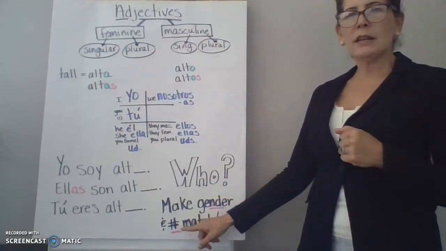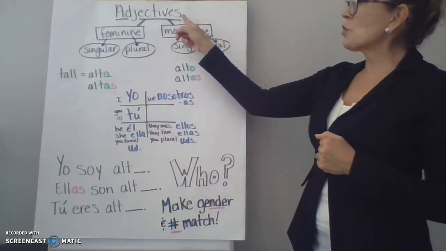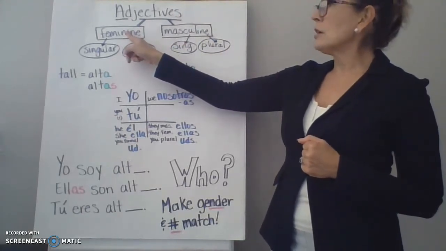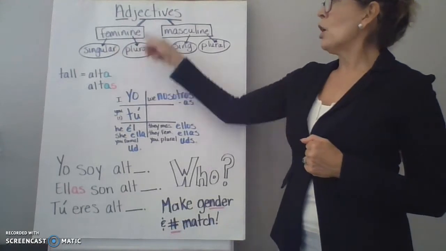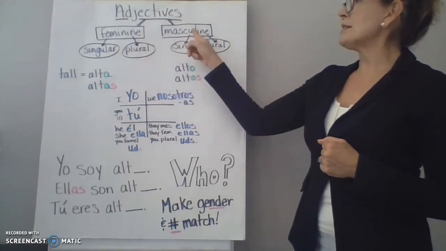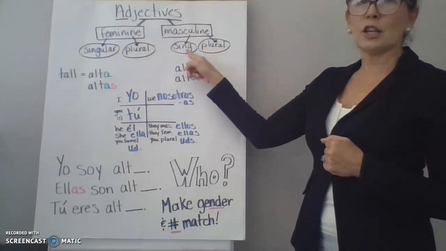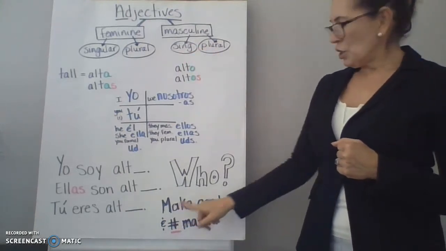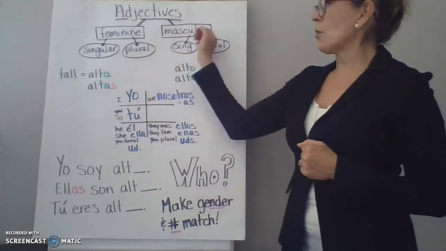What does that mean? Is your adjective describing something feminine? Then you have to figure out if it's singular or plural. Or is your adjective describing something masculine? And then is it singular or plural? Singular or plural means the number. Gender means feminine or masculine.